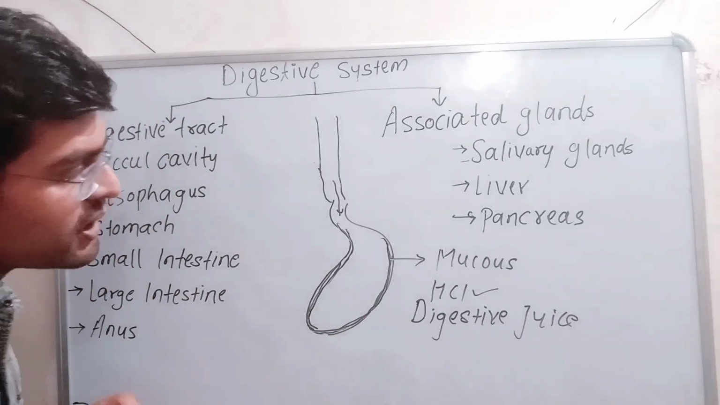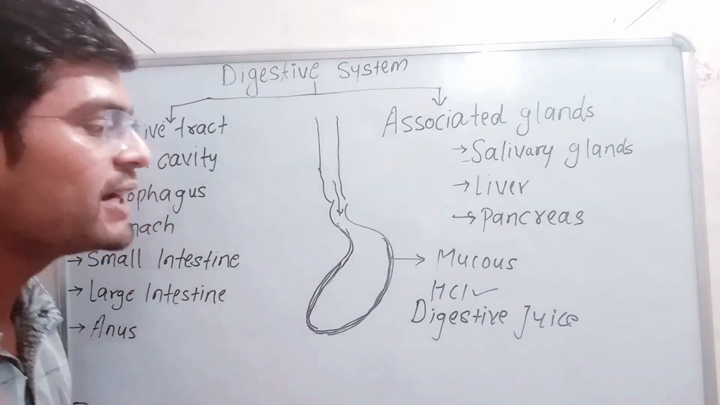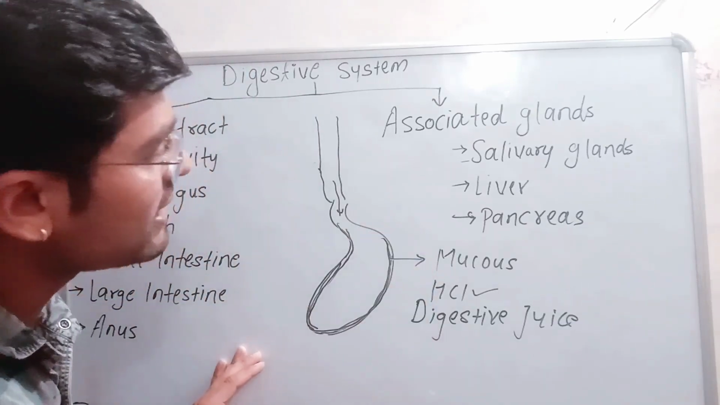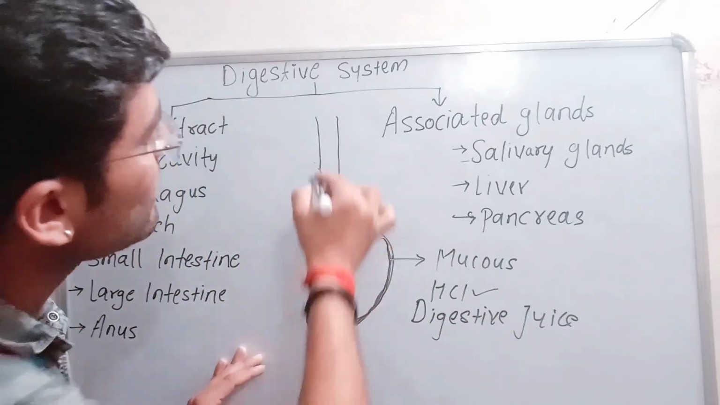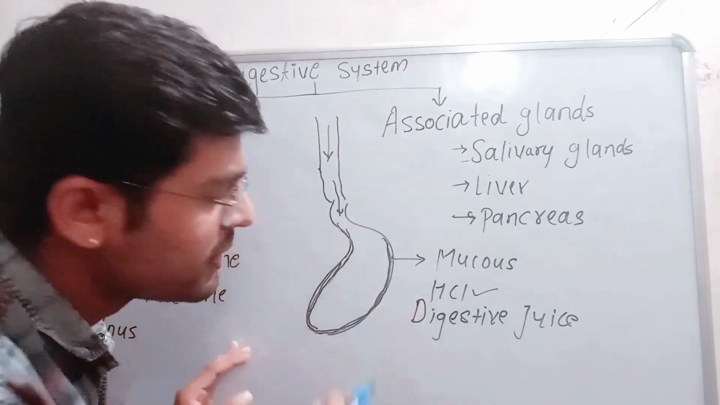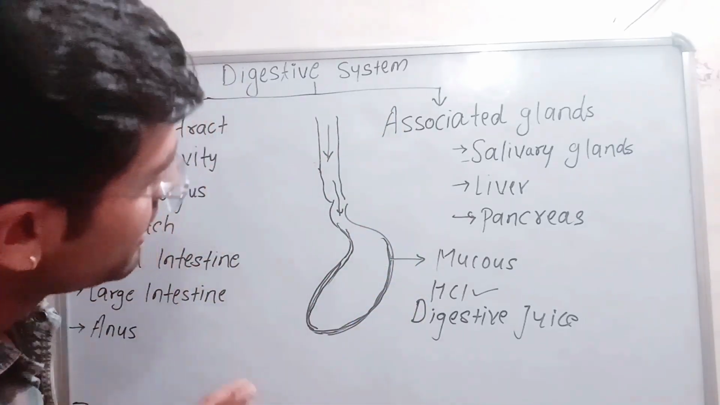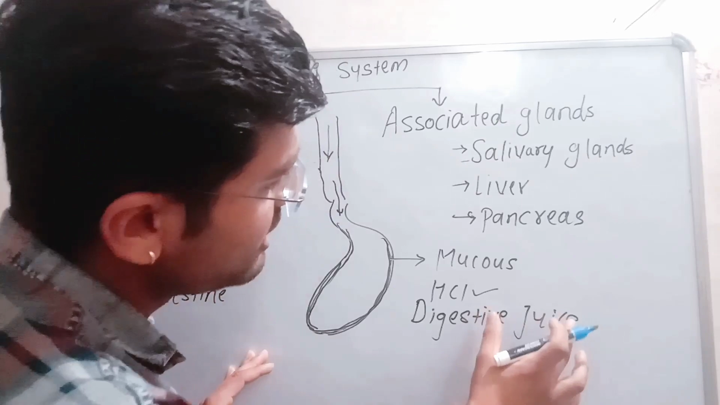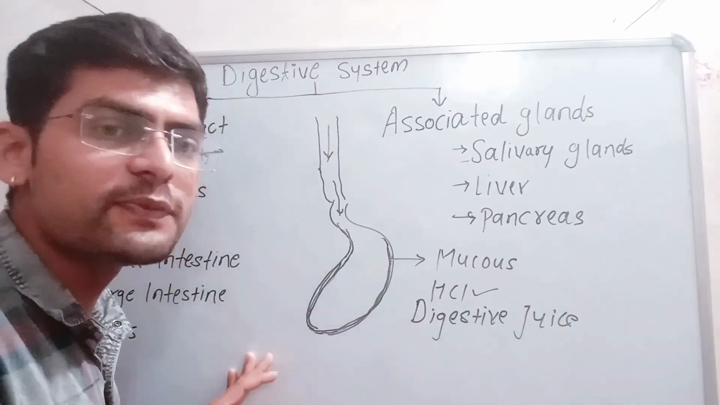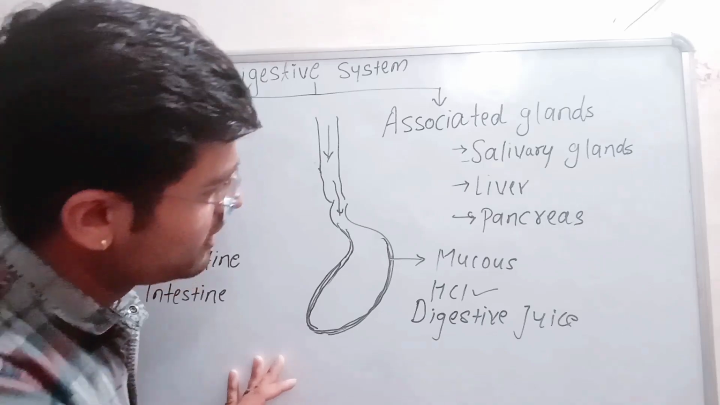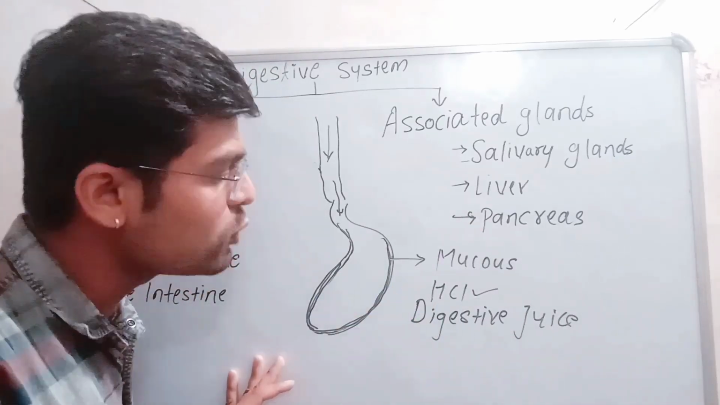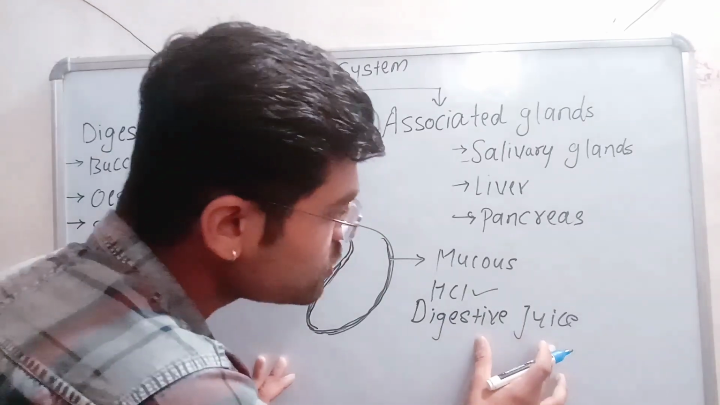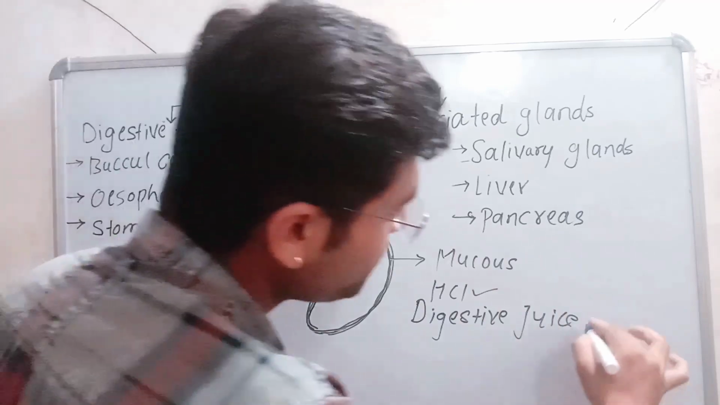Then what is the function of HCl, hydrochloric acid? Hydrochloric acid kills the bacteria that come with our food. And second, it provides the acidic medium for digestive juices. The digestive juices of our stomach are specific to pH value. They are able to work in an acidic medium. So hydrochloric acid provides the acidic medium to digestive juices. Its work is finished.